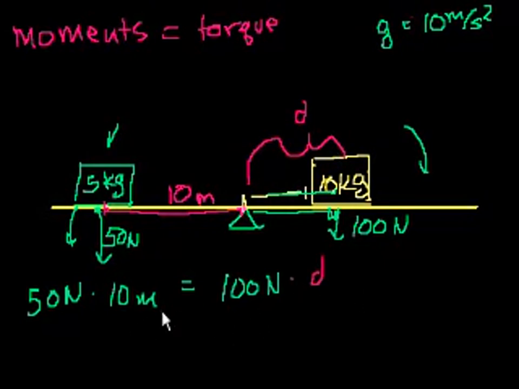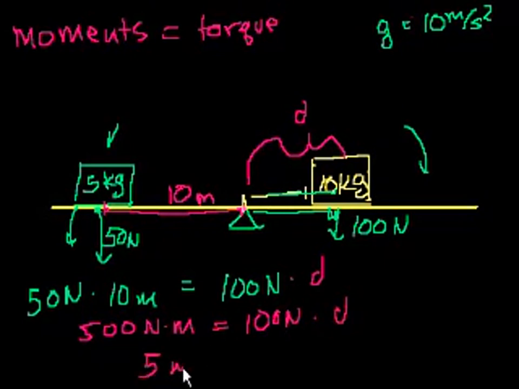And then we could just solve for d, right? We get 50 times 10 is 500, so 500 newton meters is equal to 100 newtons times d. Divide both sides by 100, you get 5 meters is equal to d. So d is equal to 5. And that's interesting. I think this confirms your intuition from playing at the playground that you can put a heavier weight closer to the axis of rotation to offset a light weight that's further away. Or the other way to put it is you could put a light weight further away and you get a mechanical advantage in terms of offsetting the heavier weight.